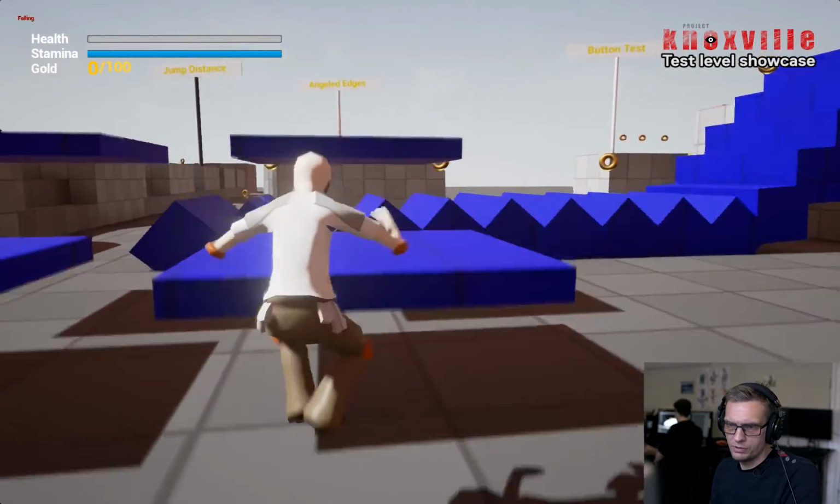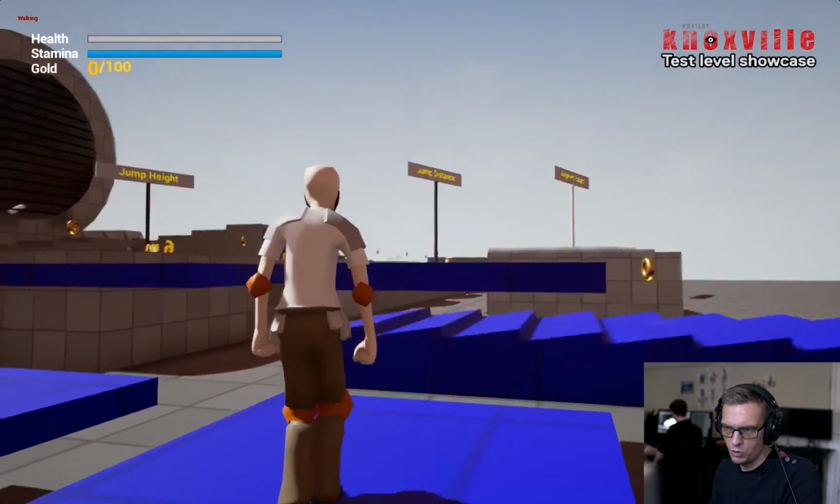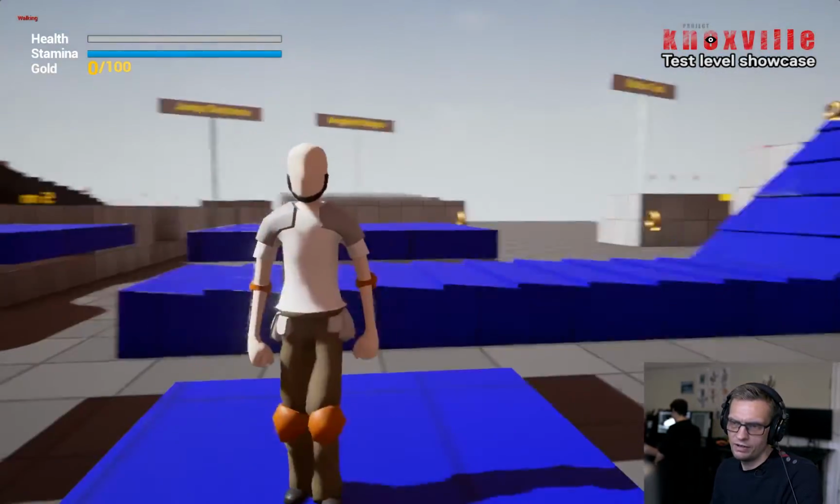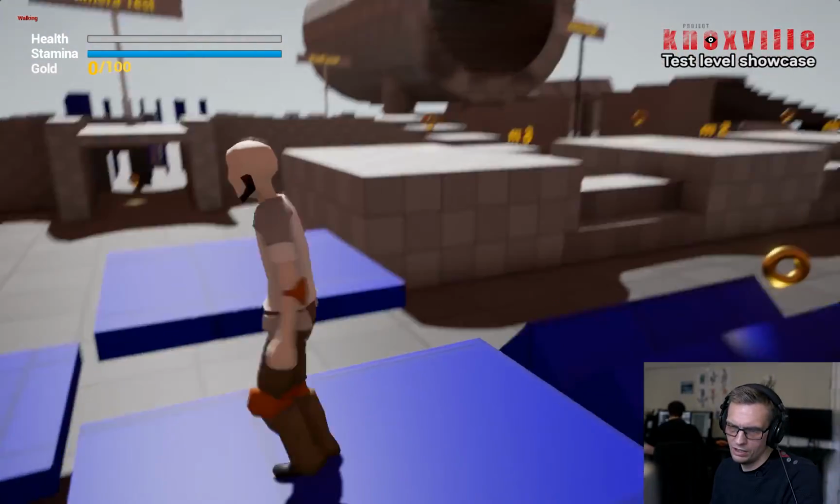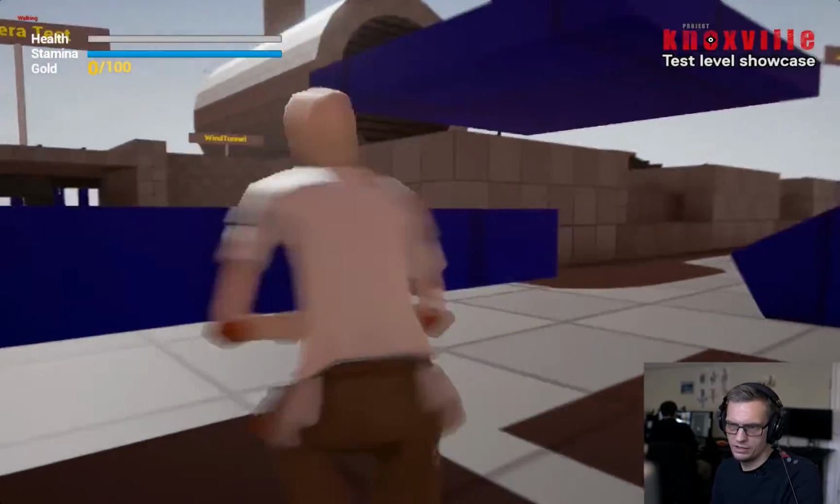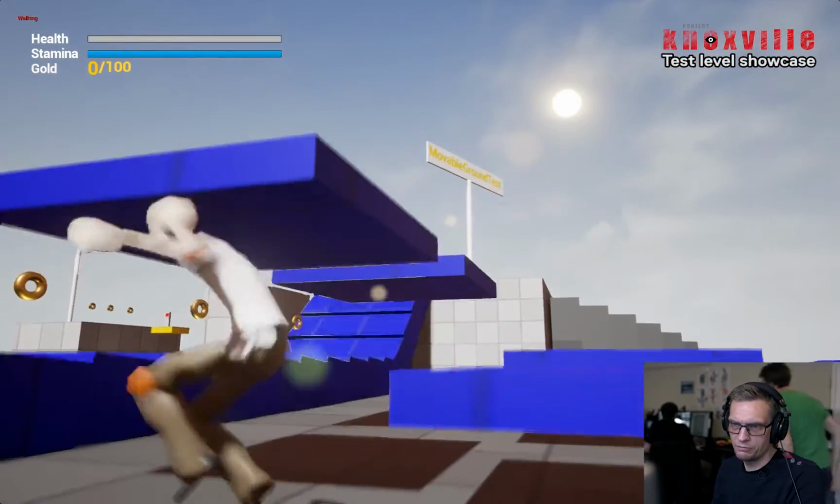Here I've made some floating platforms. You can see they're sort of hovering, and the character actually interacts fairly nicely with them. Hanging from that works awfully with these hovering platforms.